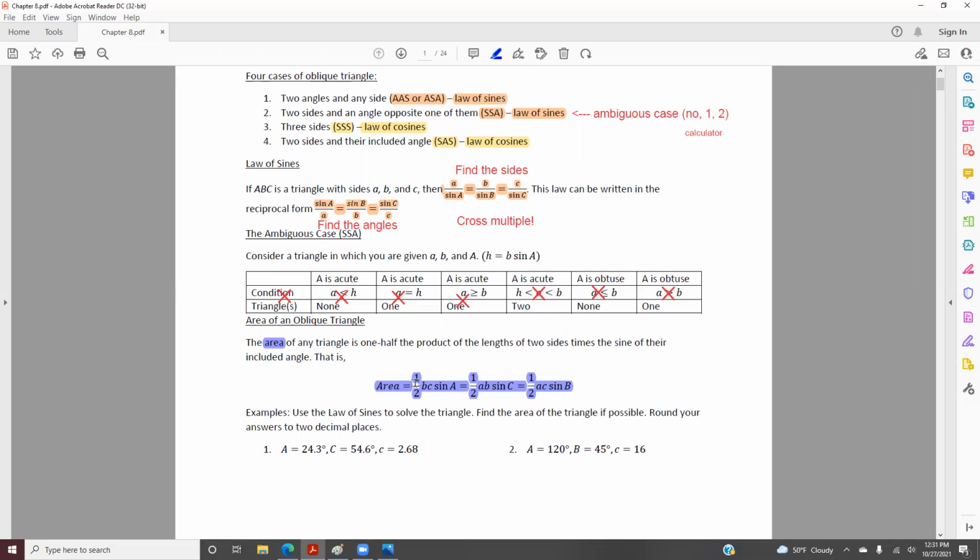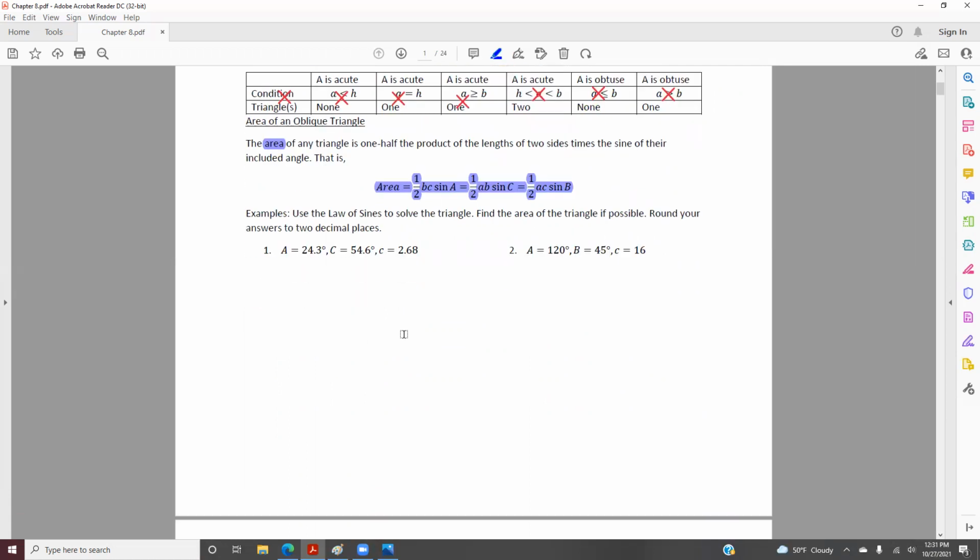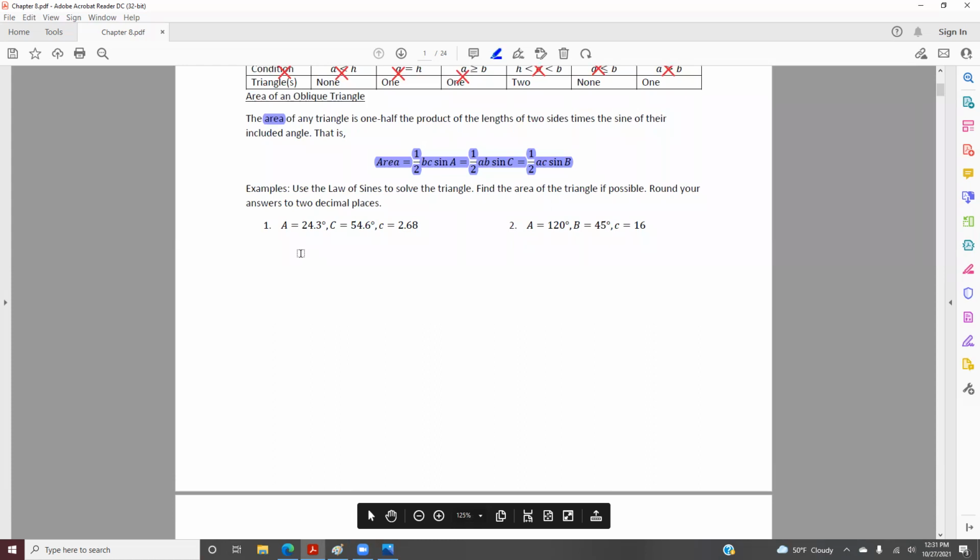And again, very important are your formulas and your calculators here. So chapter 8.1 and 8.2 is very heavy on calculators. So the first question is asking us to solve each triangle. That means angle A, angle C, and side C are given to us. So angle B is missing and side AB is missing. So you have to find the missing parts here, and then after that, you have to find the area of this triangle.